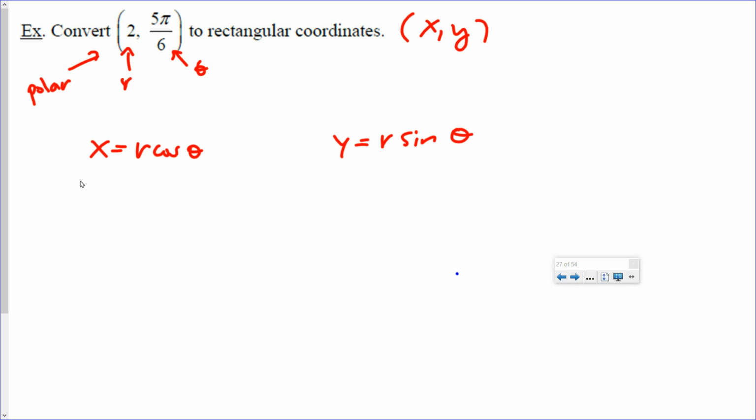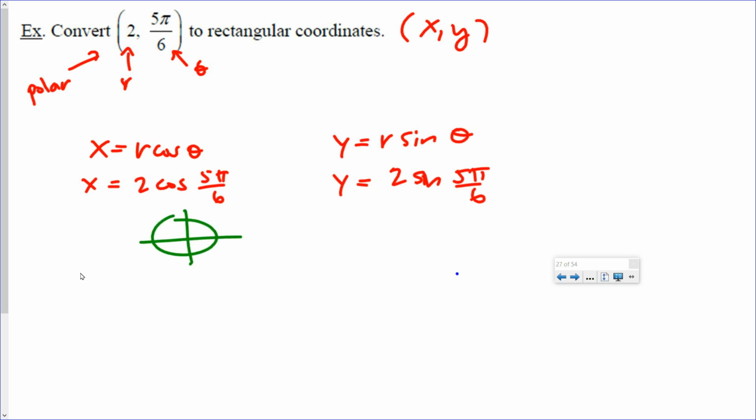And then this is really just a plug-in. So x is equal to, what's your r? 2. What's your theta? 5 pi over 6. y is equal to, what's your r? 2. What's your theta? 5 pi over 6. And this is your answer. You just need to simplify it.